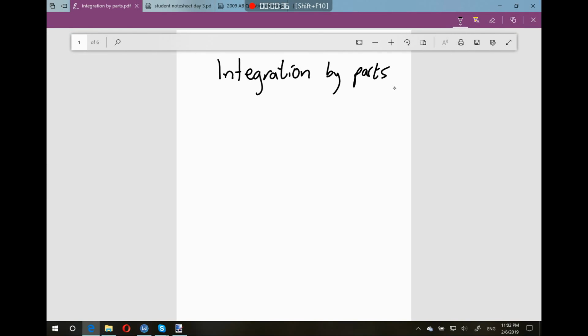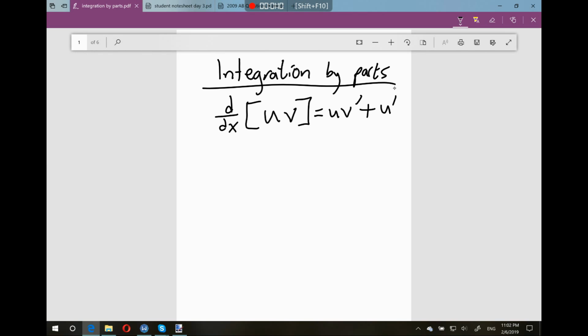Integration by parts. So the idea here is based on the product rule. To start off, I want to know what would happen if I derived u times v. u times v prime plus v times u prime, or uv prime plus u prime v. So what we're going to do is try to undo the product rule with integration.